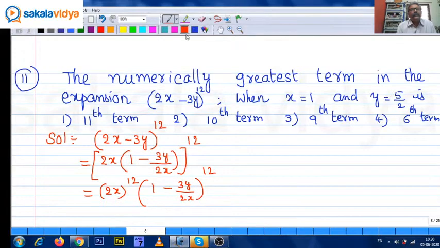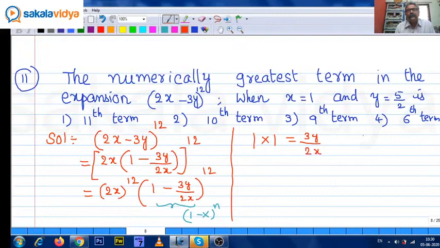Now it is in the form of (1 minus x) to the power of n. Here this is x, and you can take mod x, no problem. Mod x is equal to 3y by 2x. In this one, y is equal to 5 by 2 and x is equal to 1 we need to substitute. That means 3 by 2 times y by x, 5 by 2 over 1. This is 15 by 4.